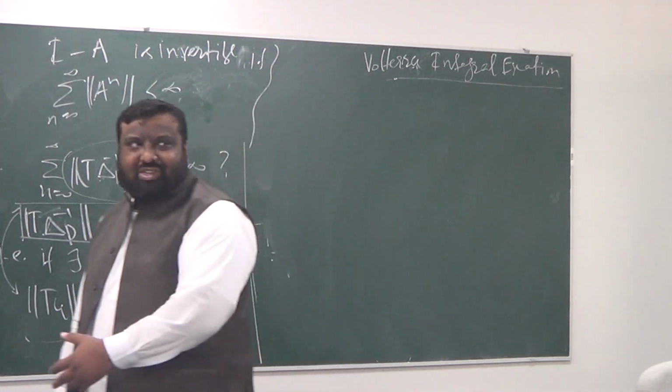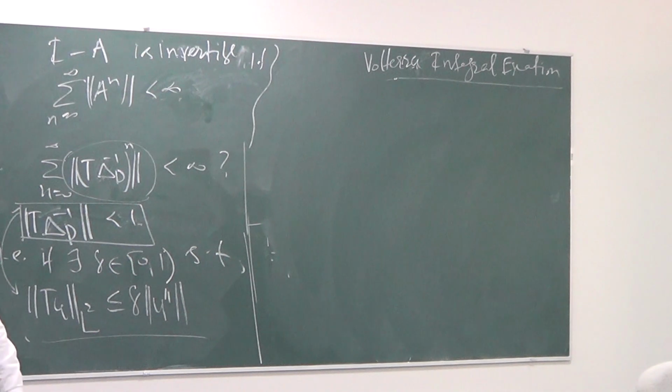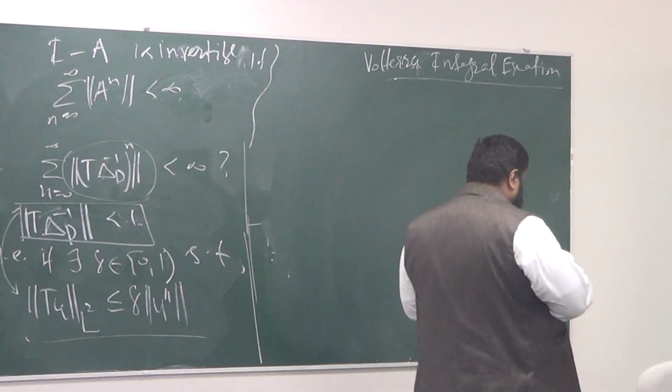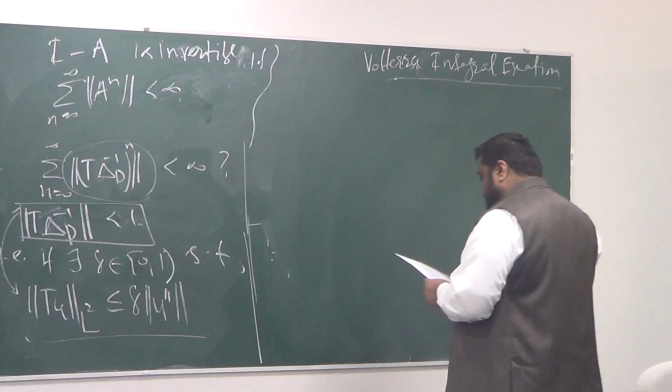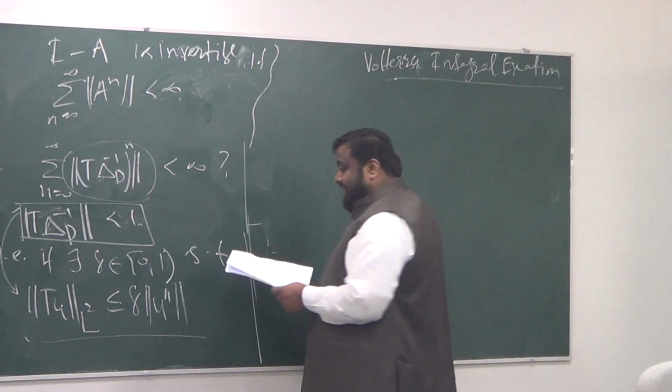I'm not going to discuss it. I'm just going to take one particular abstract kind of Volterra type integral equation, and I'm going to show that for each such equation, under certain assumptions, you can always have a unique solution. So that would be another application of the Neumann series.